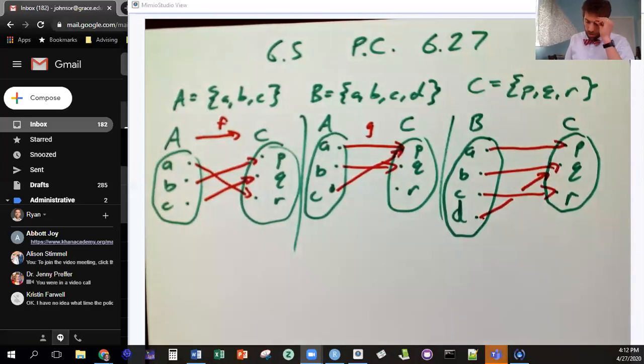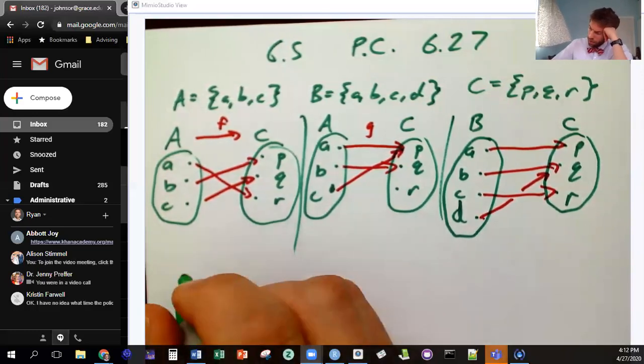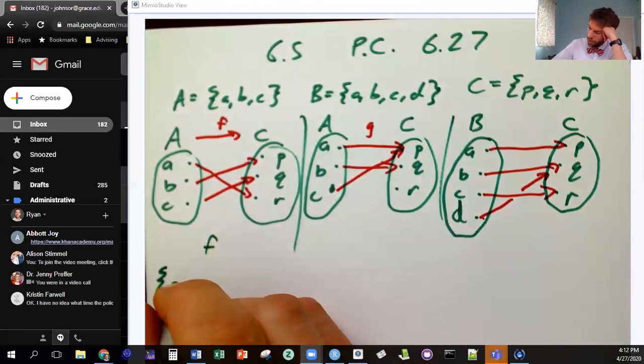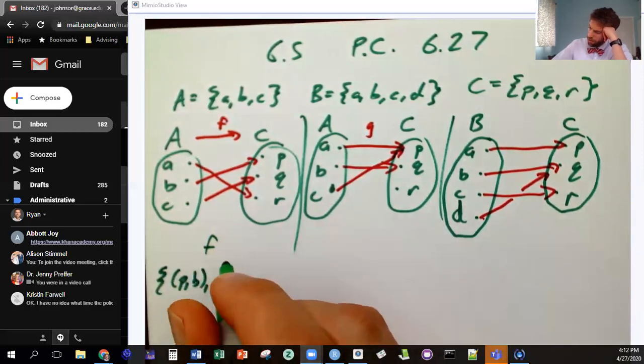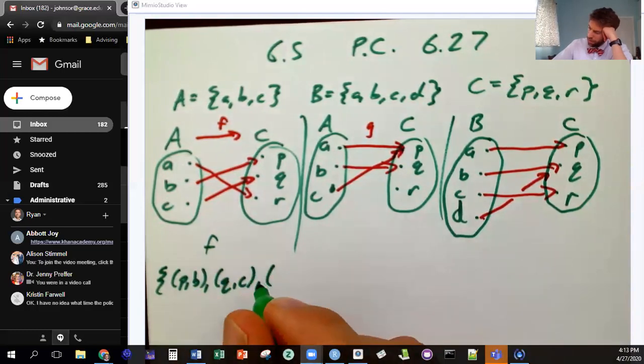Determine the inverse of each function as a set of ordered pairs. Okay? So I can come up with ordered pairs that kind of reverse the relation. So here, the inverse of F would be (p,b), (q,c), and (r,a).